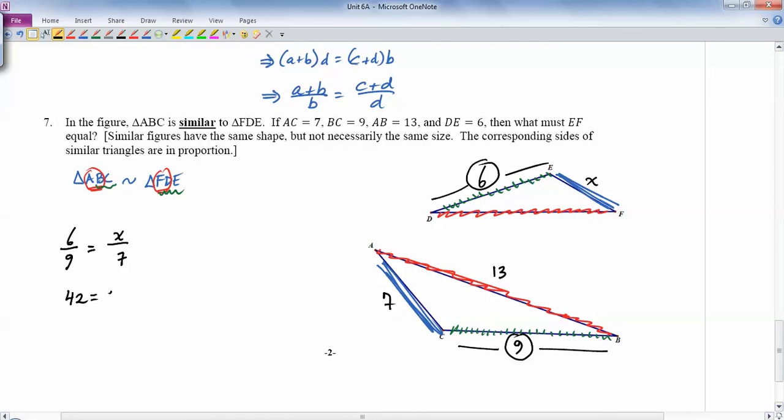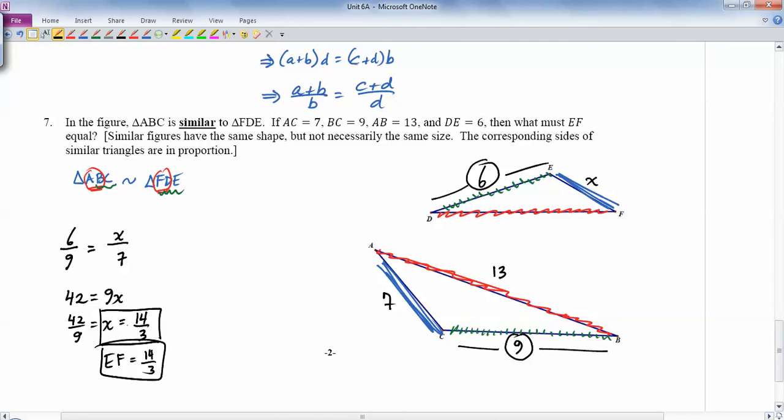equals 9x, and then we can divide by 9. And then, let's see, 3 goes into both of those. So let's see, if I divide by 3, I get 14 on top over 3 on the bottom. So 14 thirds is EF. So EF equals 14 over 3.